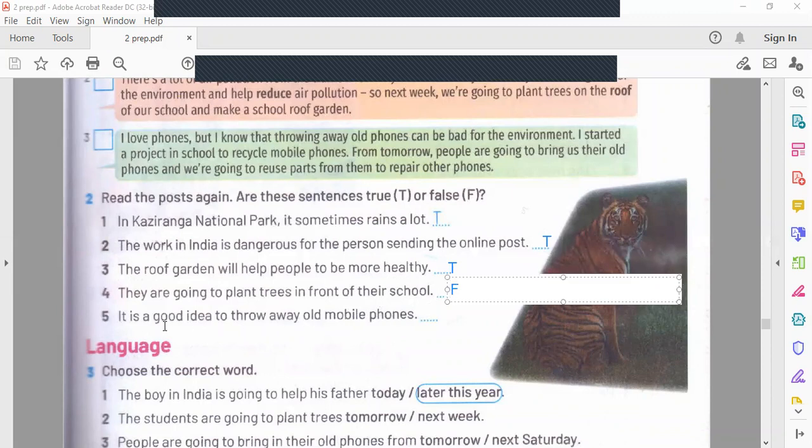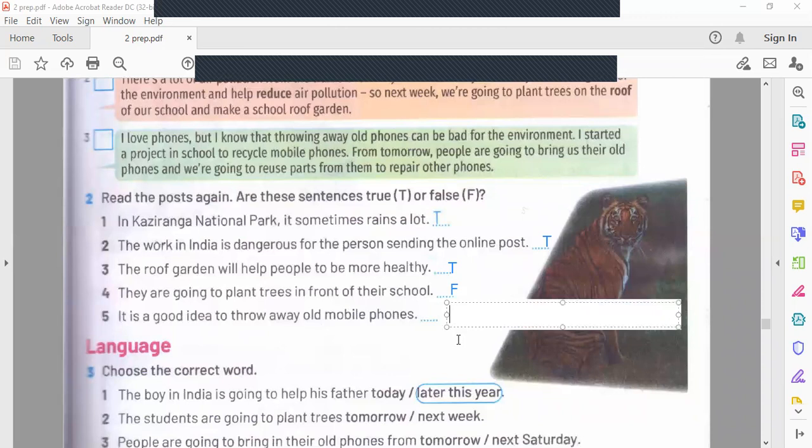And it's a good idea to throw away old phones or mobile phones. Of course, it's false. It's better to reuse them. Okay, let's shift to the next part.